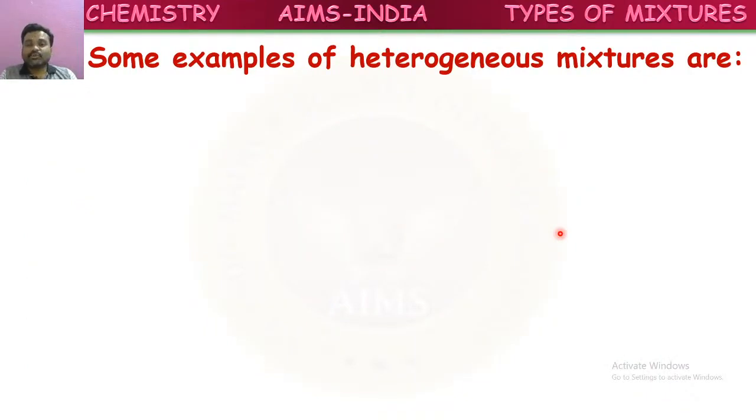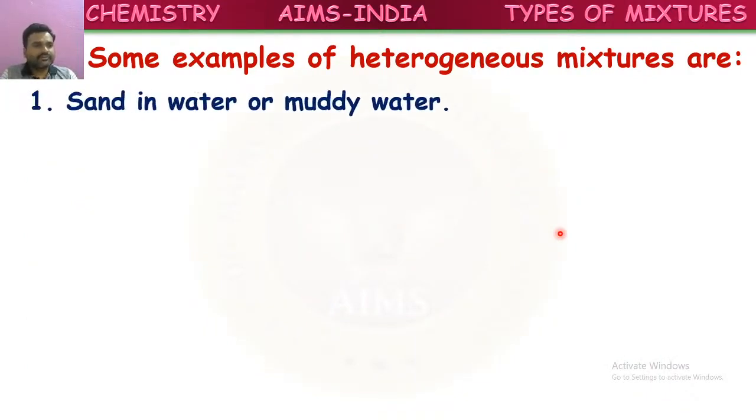Some examples of heterogeneous mixtures are given here. Sand in water. Just now we discussed sand in water or muddy water. So what happens if we add some mud or sand into water? Even after stirring, if we allow it to stand for a few seconds or minutes, the components will separate and be seen clearly. Sand or mud will settle down, and water will be seen up. There the separation can be seen clearly between the components, where the mud particles are and where the water is. So it comes under heterogeneous mixture.